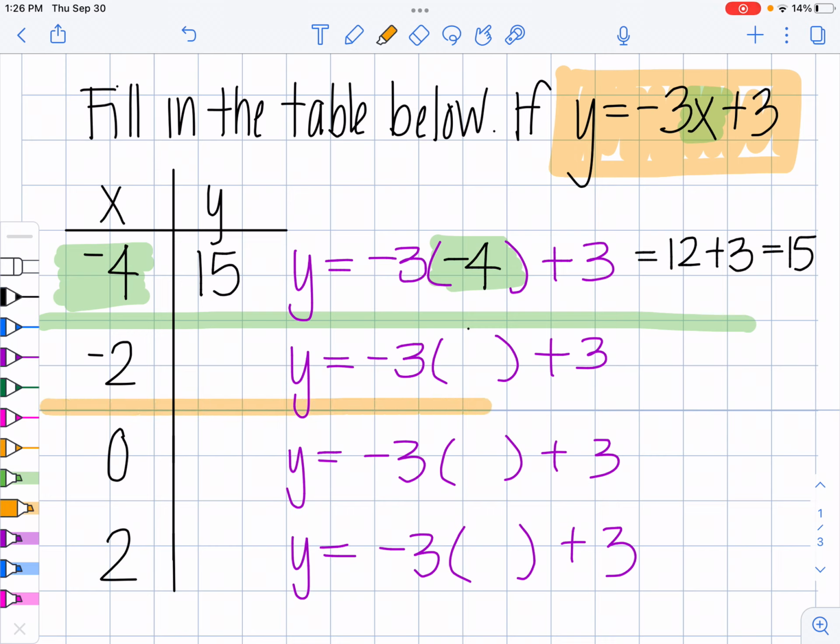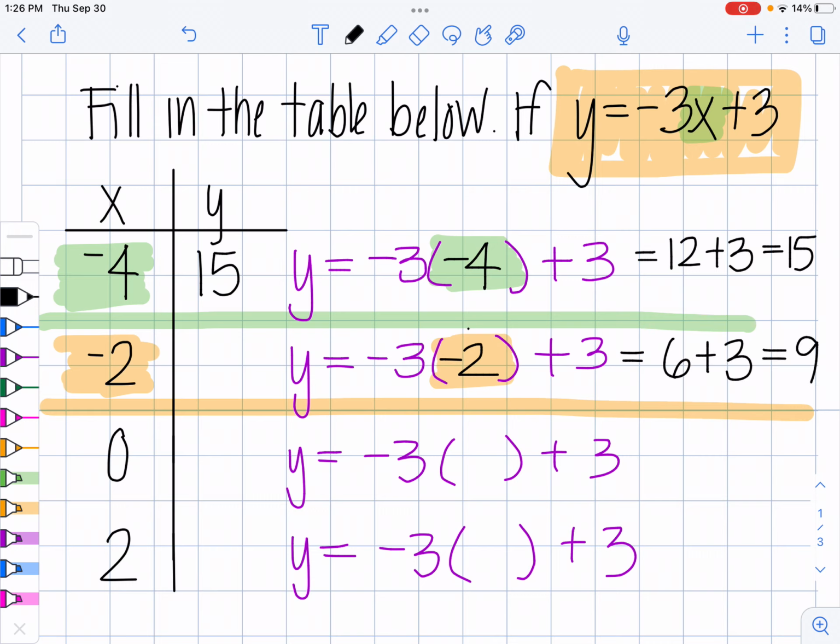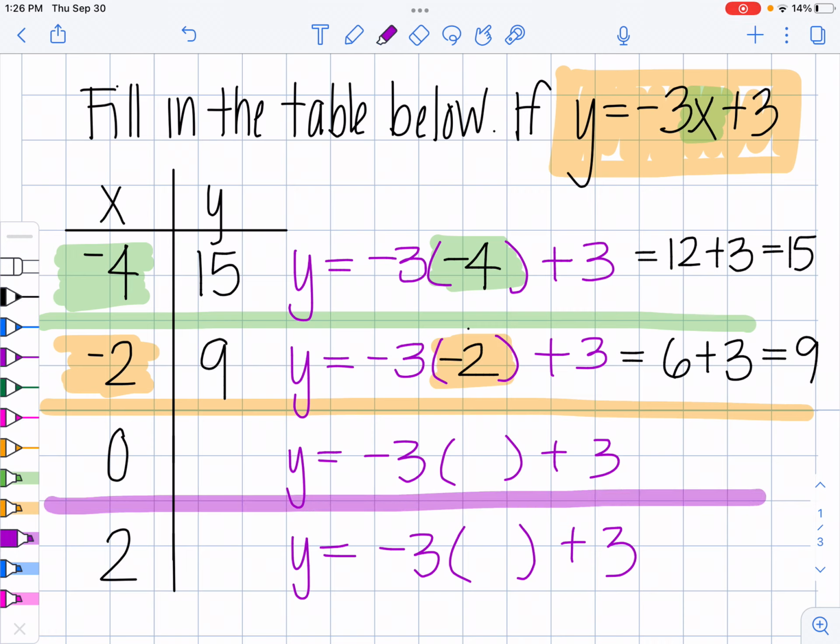Okay, in my next row, here, x is equal to negative 2. So in the place of x, I'm going to plug in negative 2 into my equation. Then I evaluate. Negative 3 times negative 2 is 6, and 6 plus 3 is equal to 9. Next row here, my x value is equal to 0. So in my x place for my equation, I'm going to plug in a 0. Then I evaluate. Negative 3 times 0 is 0, and 0 plus 3 is equal to 3.